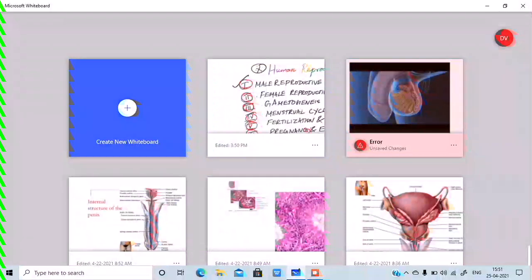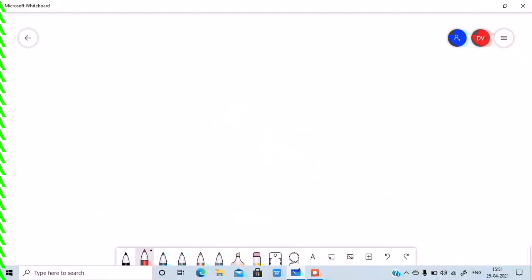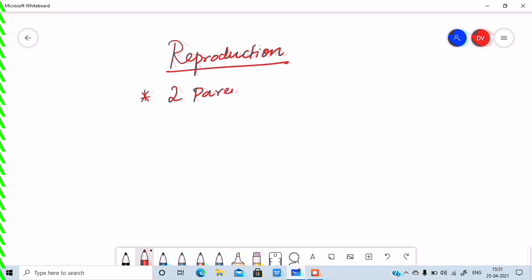Before starting, I would like to explain what reproduction is. In your lower grades, you might have learned about reproduction, and you know the difference between sexual and asexual reproduction as well. Reproduction is the process by which the young ones are formed. The formation of a new generation, the offspring, is known as reproduction. We human beings undergo sexual reproduction, wherein two parents are involved, the father and the mother.